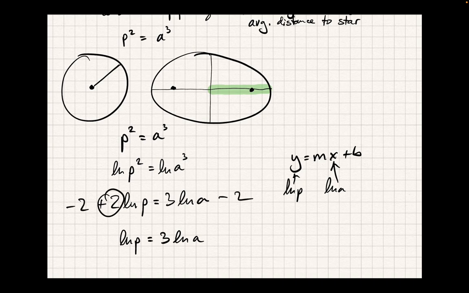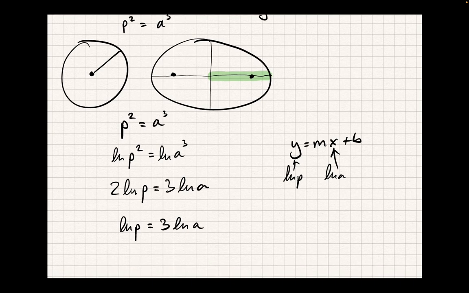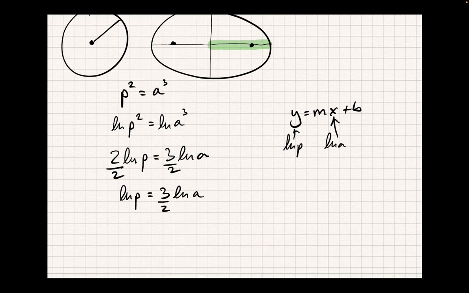Am I subtracting 2 from both sides to get rid of this 2? No, it's not a plus 2, so I'm not subtracting 2. I'm dividing both sides by 2. So it's all divided by 2. What do I have on the right side? Left side is ln p, right side is 3 divided by 2 times ln a, 3 halves ln a. So what is m in this case and what is b in this case? m is 3 halves.